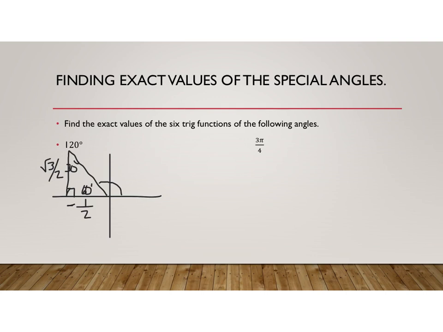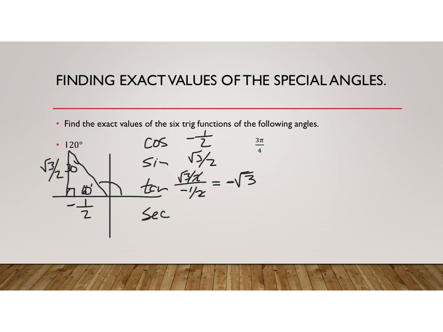So now, finding these, cosine, I'm not going to write 120 each time, but the cosine value of this would be the x-coordinate, which is negative 1/2. The sine would be the y-coordinate, which is root 3 over 2. The tangent would be the y over the x. That would be root 3 over 2 over negative 1/2. Those 2's would just cancel. I have root 3 over negative 1, which is a negative root 3. That's the exact value of the tangent of 120.